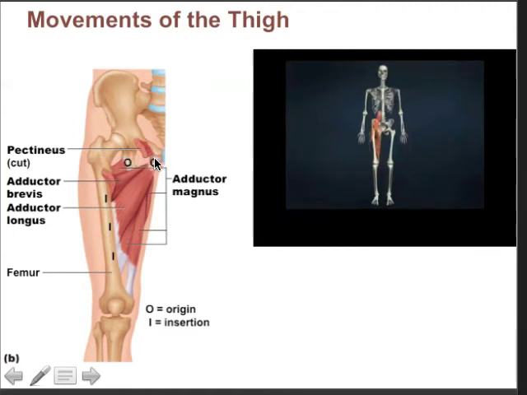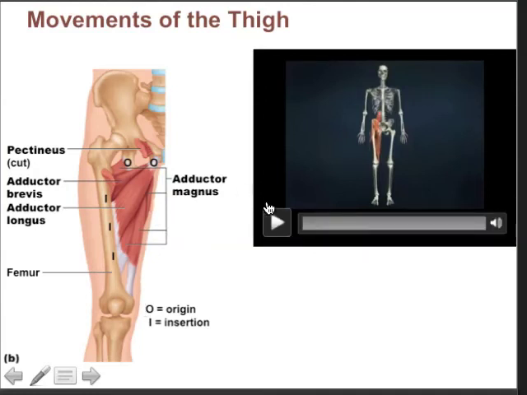There's the pectineus, this very, very tiny muscle up here in the adductor group, and then it goes brevis, longus, and then this big guy here is the magnus, and then the gracilis would essentially be a strap-like muscle that runs all along the medial thigh, right along here. Okay, so let's take a look at what each of these muscles do.